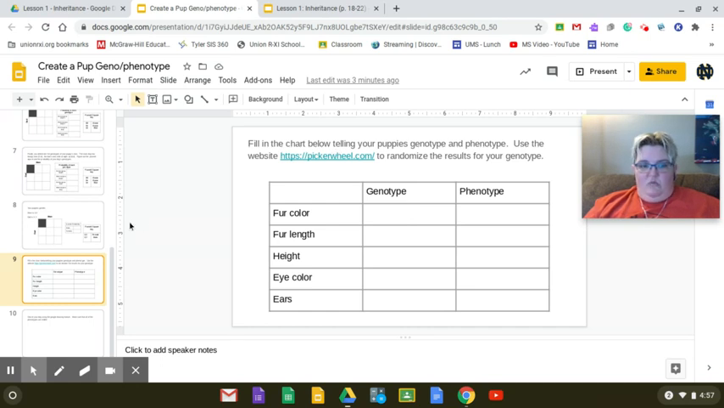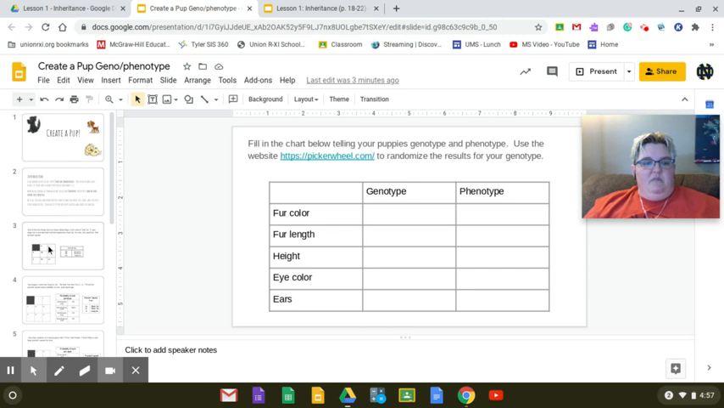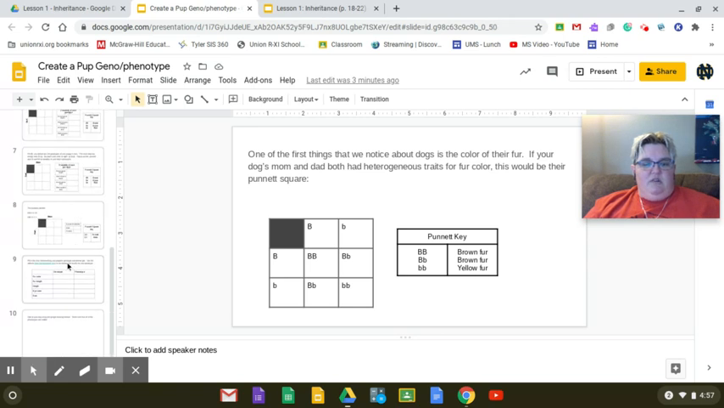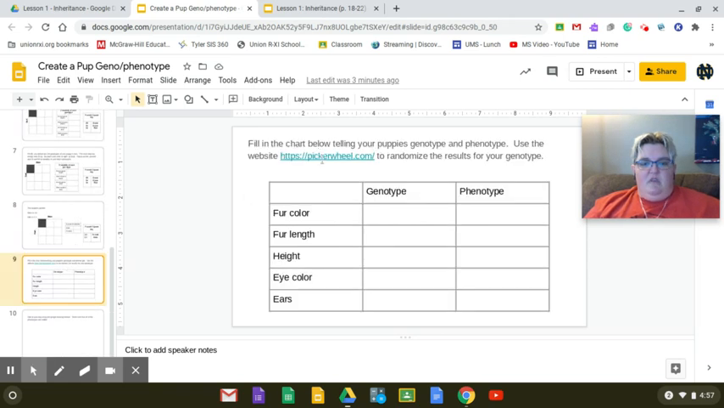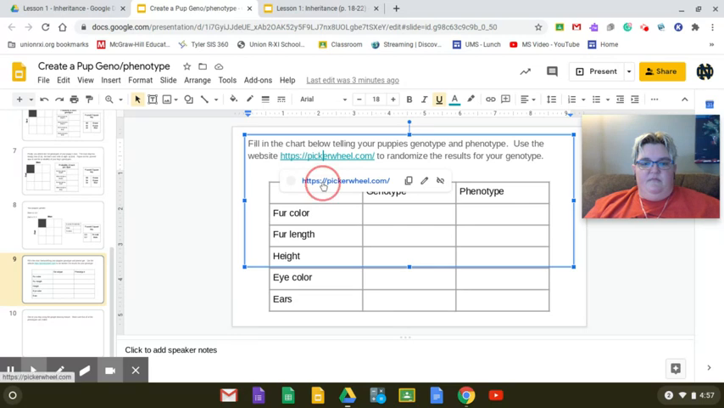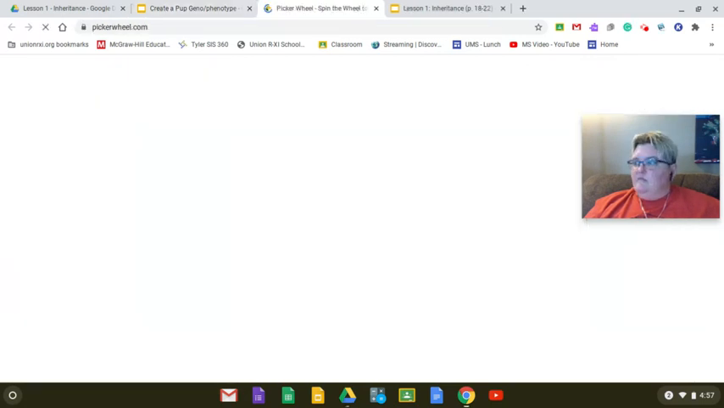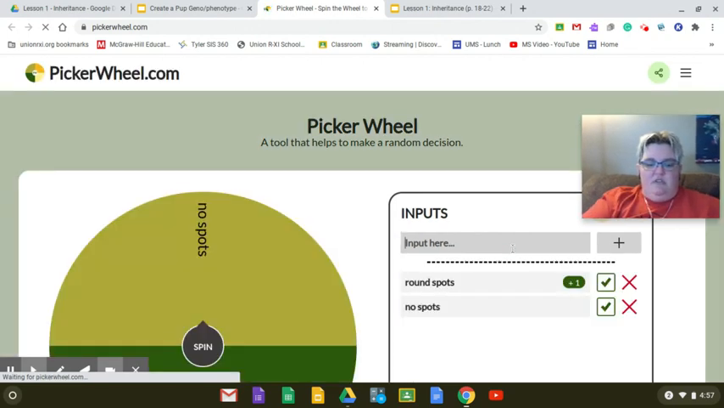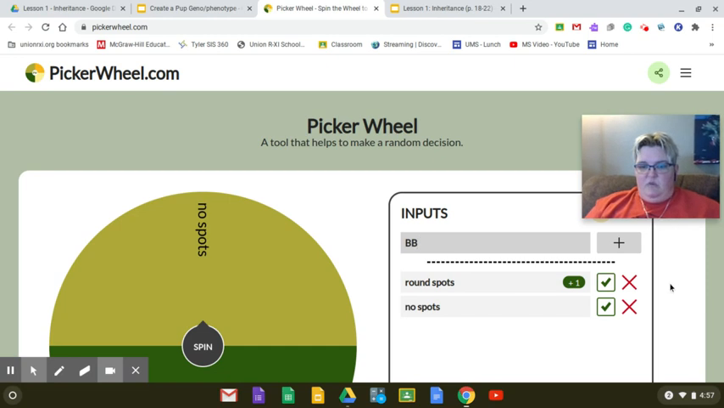So what that means is, back up here for fur color, we said that we had one big B, little b, another big B, little b, and a big B or a little b. So I'm going to go to that picker wheel and I'm going to open it up. And into input this time, I'm going to put big B, because that was one of our choices. Let me get rid of these from yesterday.